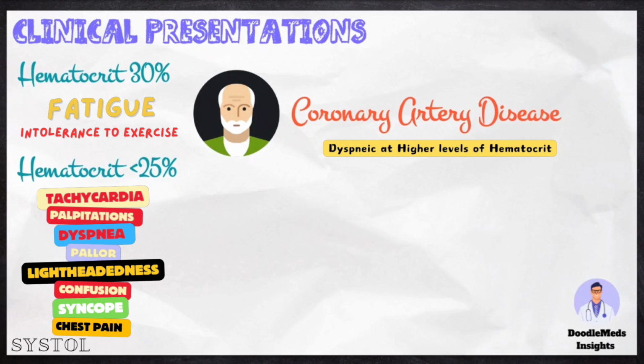A systolic ejection murmur may develop in any patient with moderately severe anemia. These symptoms are not specific for iron deficiency anemia and may develop with any form of anemia provided it is sufficiently severe.